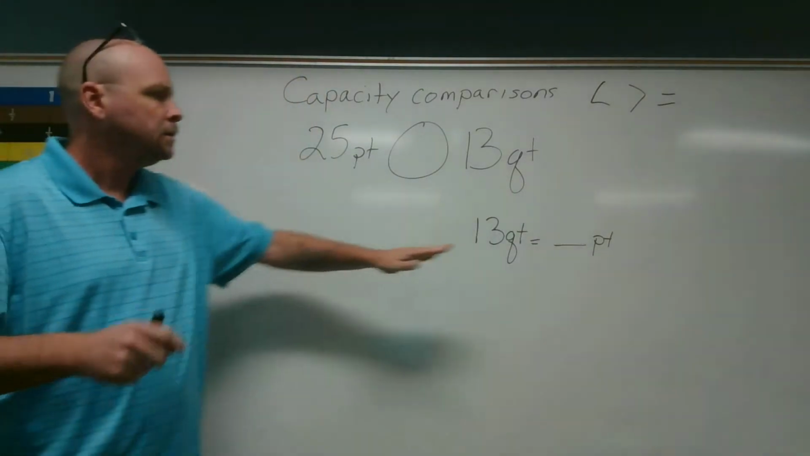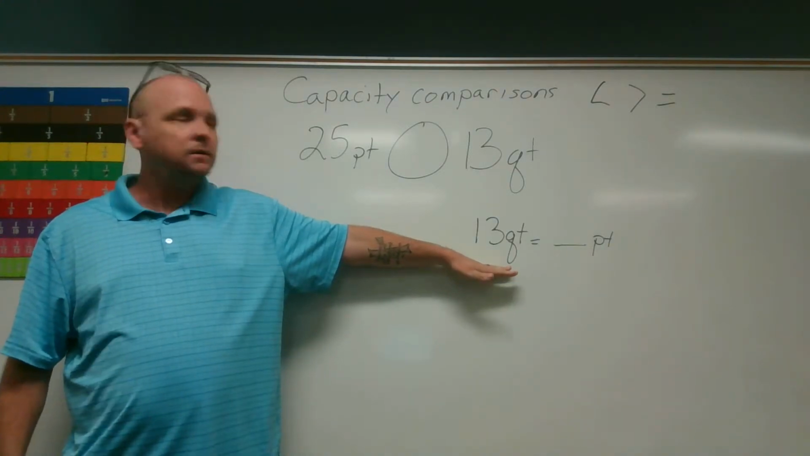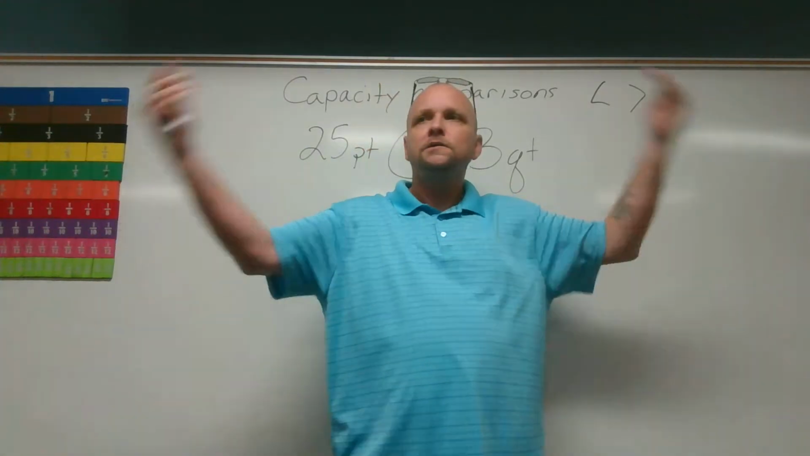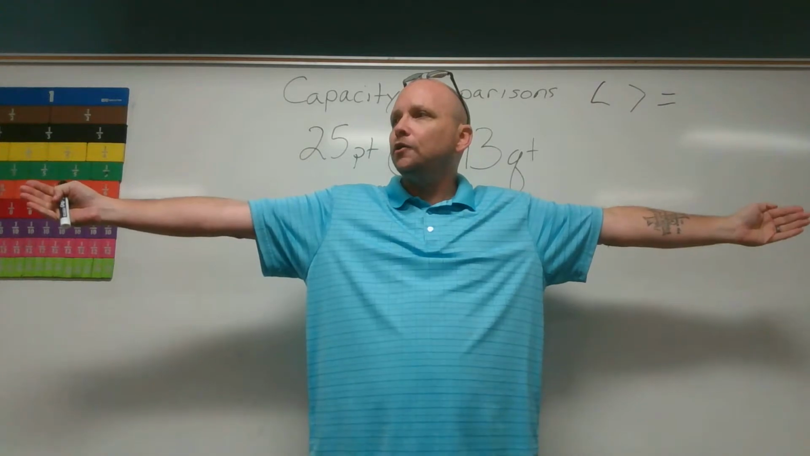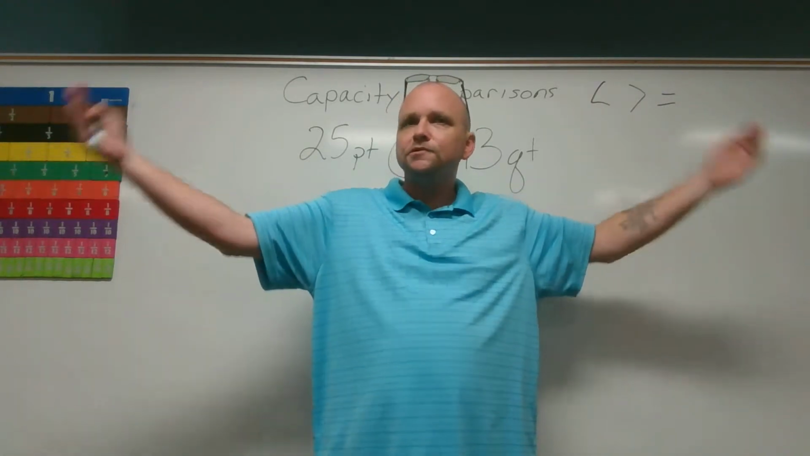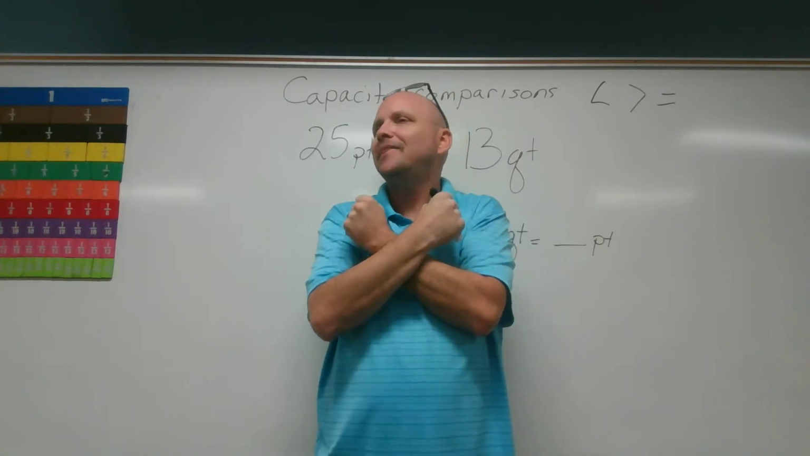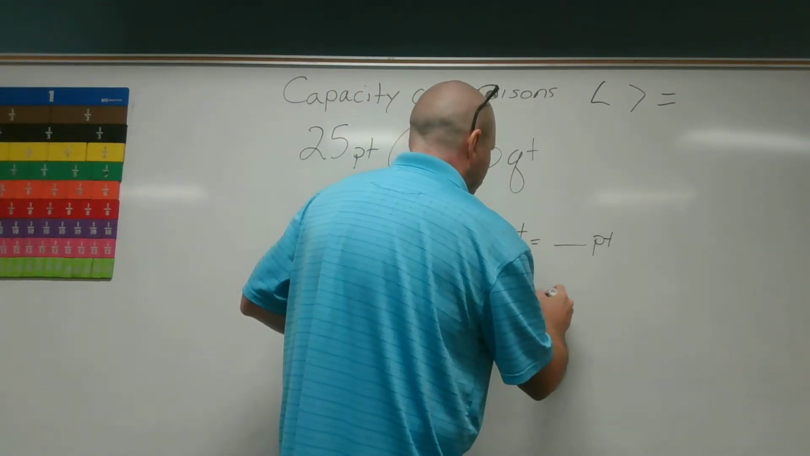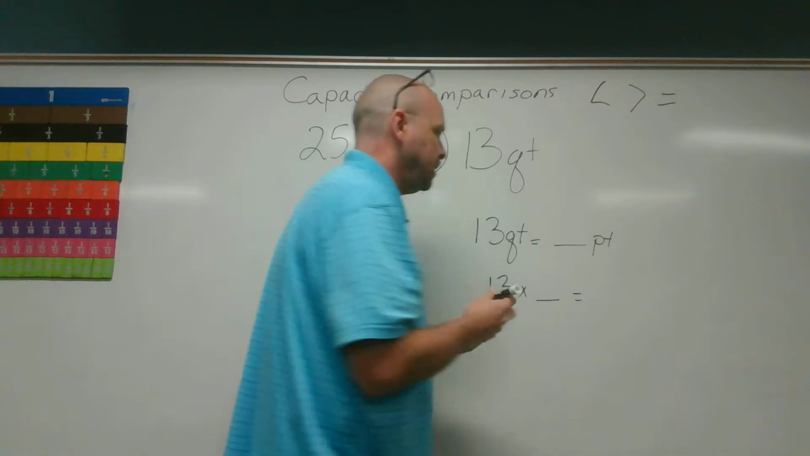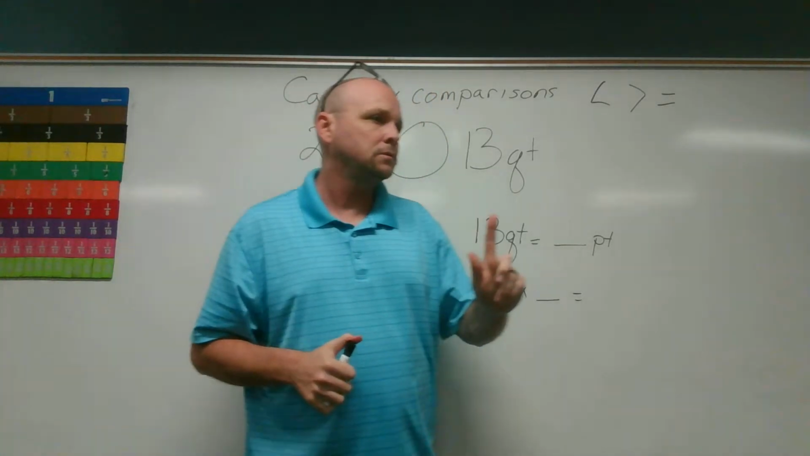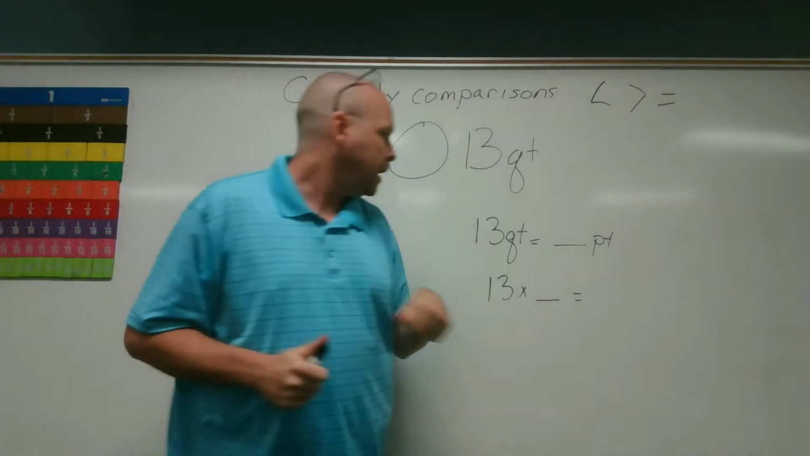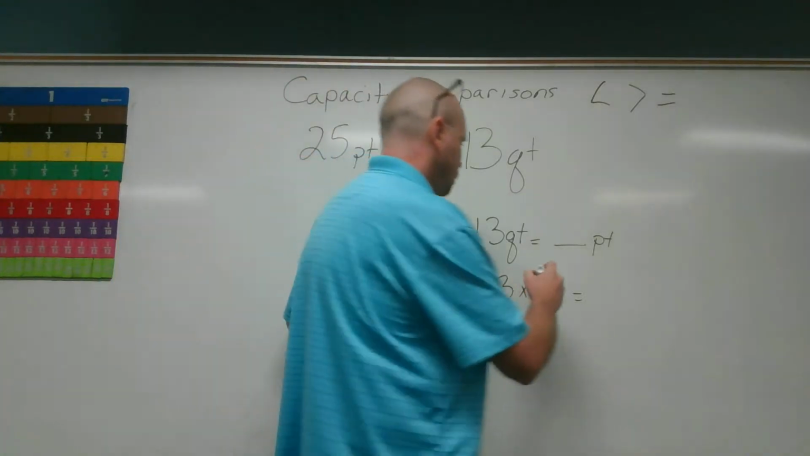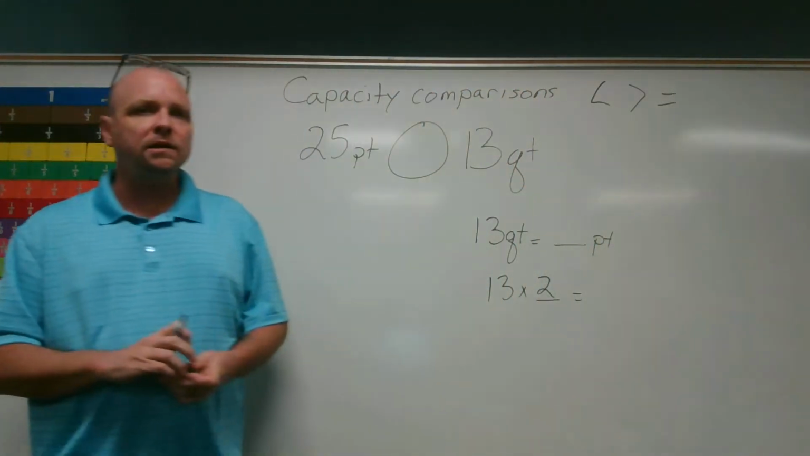So we're going from something bigger. Quarts are bigger than pints, right? Now this is cool if you watch. We're going from bigger to smaller. If you go from a bigger unit like quarts to something smaller like pints, that's going to tell you multiply. So we're going to multiply 13 times the number of pints in 1 quart to get the total number of pints. Liam, how many pints are in 1 quart? 2. And so 13 times 2 is what, Liam?